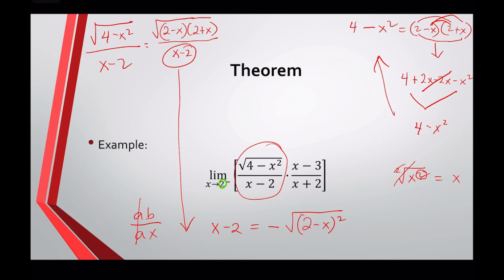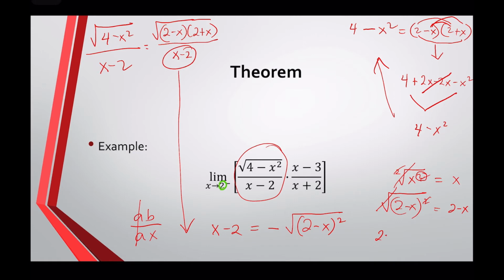So in this case, if we have something like the square root of (2 minus x) squared, we can definitely just cancel this out, but it will give us 2 minus x, which is definitely not equal to our denominator x minus 2. So how would we make them equal? How can we make 2 minus x equal to x minus 2?